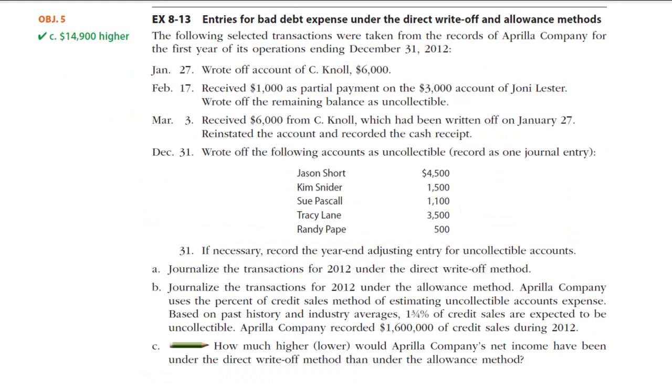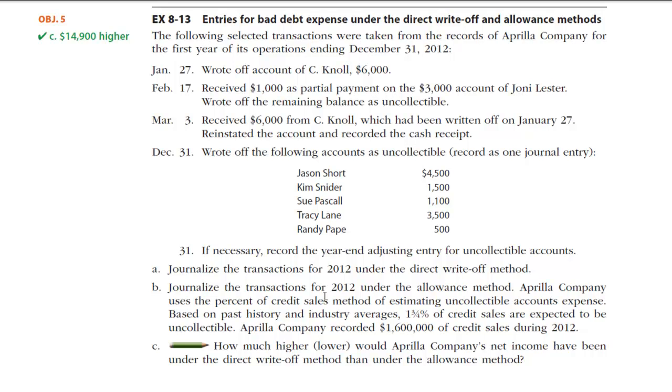Okay, so take a look at this now. We're going to work the same problem, except for now, first off, we use the direct write-off method. Now we're going to use the allowance methods. And the only thing that's different here is that now let's assume we're using the allowance method, and we've chosen to use the percent of credit sales. This is the income statement approach here, a method of estimating the uncollectible accounts or the bad debt expense based on past history and industry averages. 1 3/4% of credit sales are expected to be uncollectible, and we recorded 1.6 million of credit sales during 2012.